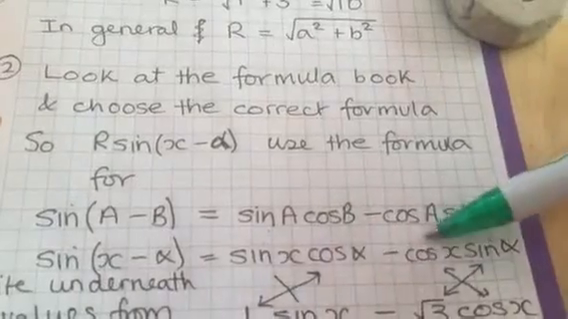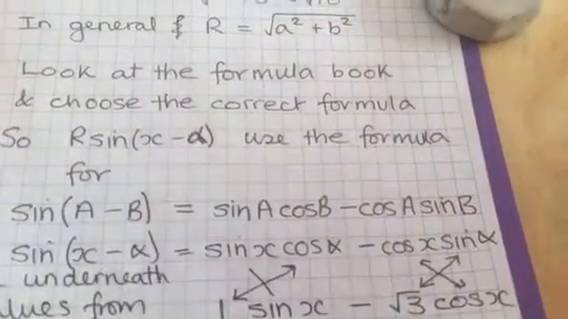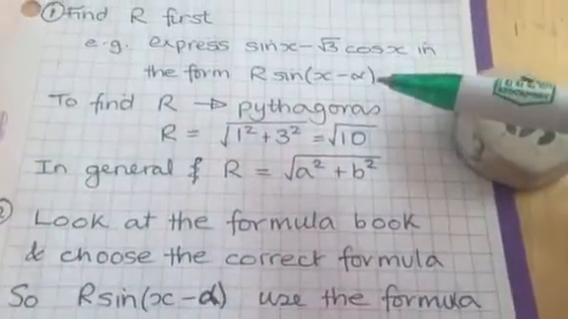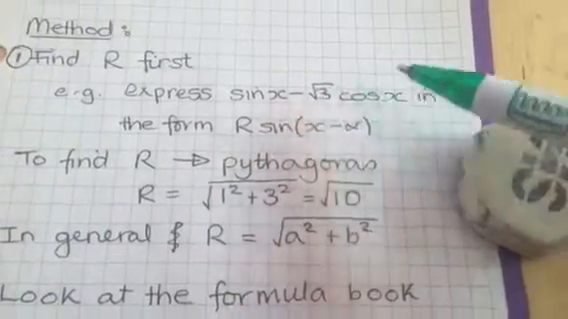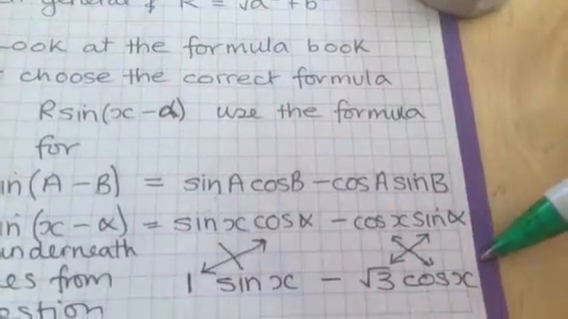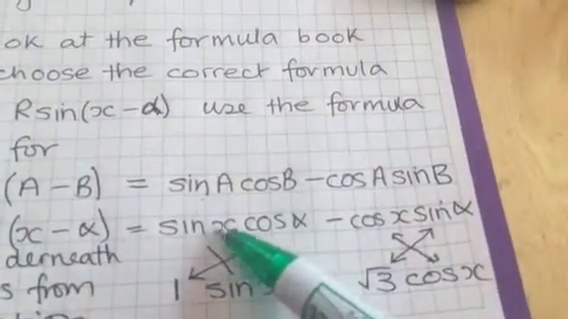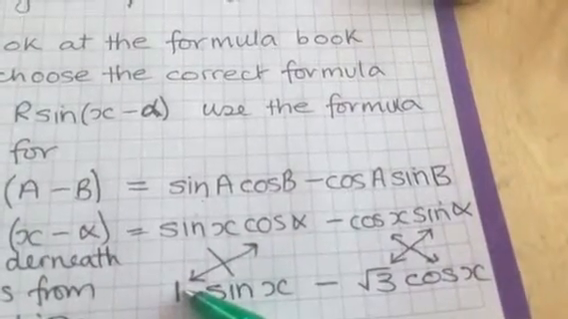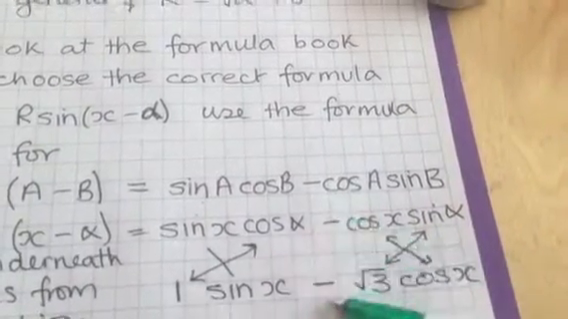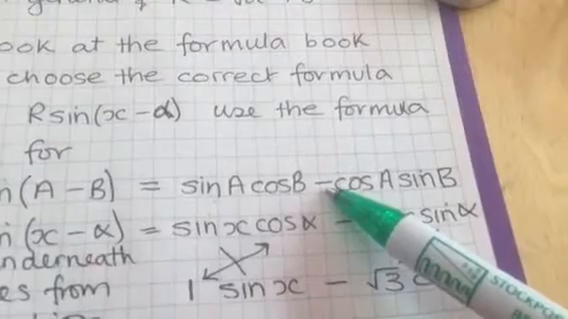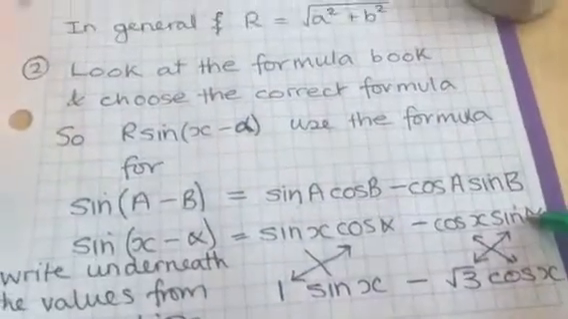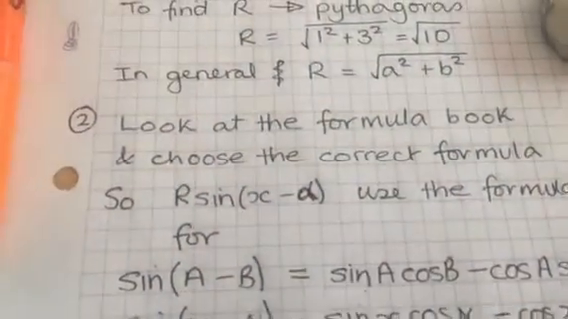So sin x cos alpha − cos x sin alpha. And you then compare this to the question. So the question was sin x − root 3 cos x. So I've got sin x, which is 1 sin x, minus root 3 cos x. So the sin x matches with the sin x, the cos alpha matches with the 1, the cos x matches with the cos x, and the sin alpha matches with the root 3. And the sign's correct because I've chosen the one with the negative sign in it, which is sin(A − B).